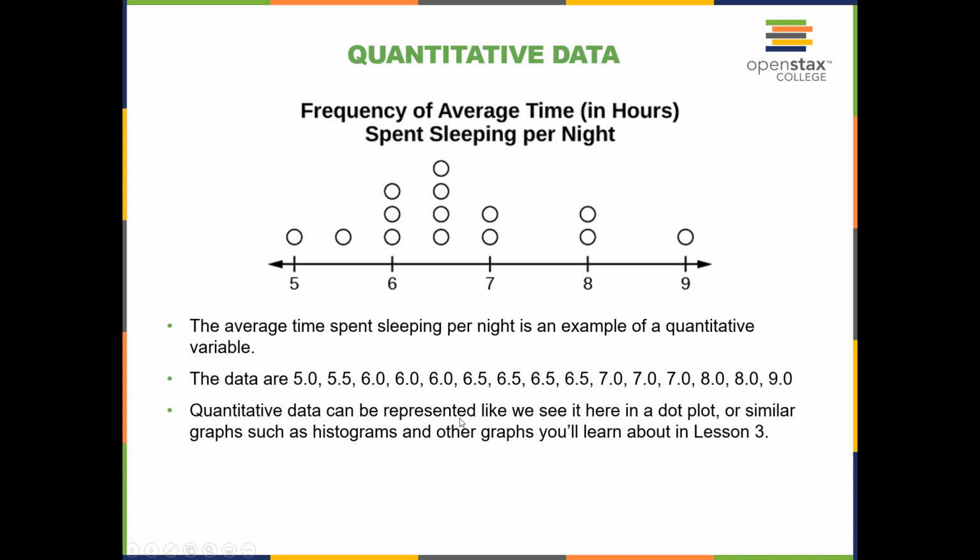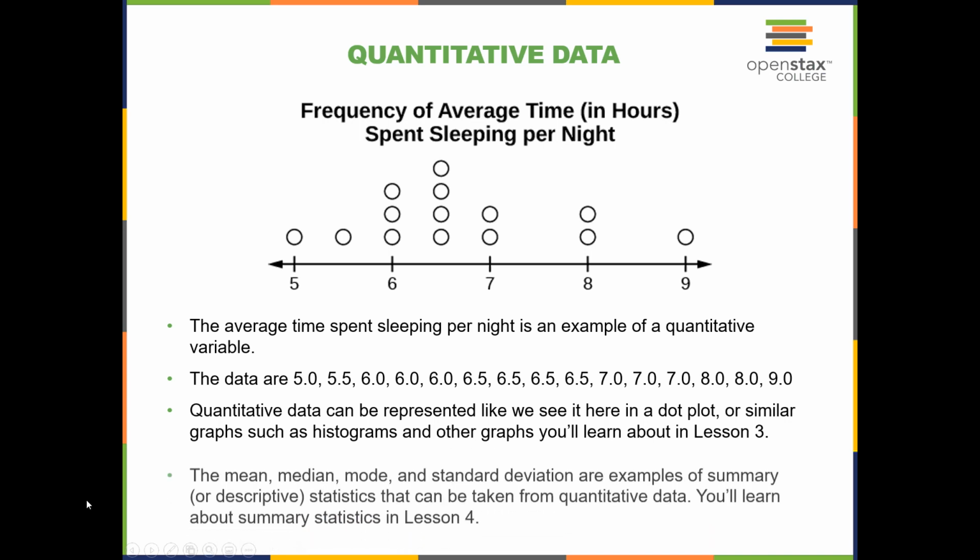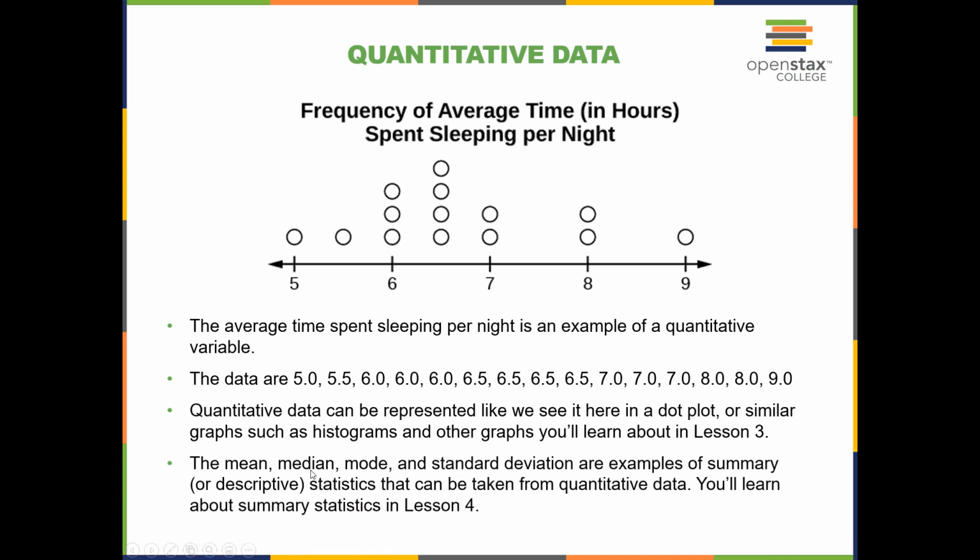Quantitative data can be represented like we see it here in a dot plot, or similar graphs such as histograms and other graphs you'll learn about in Lesson 3. The mean, median, mode, and standard deviation are examples of summary or descriptive statistics that can be taken from quantitative data. You'll learn about summary statistics in Lesson 4.